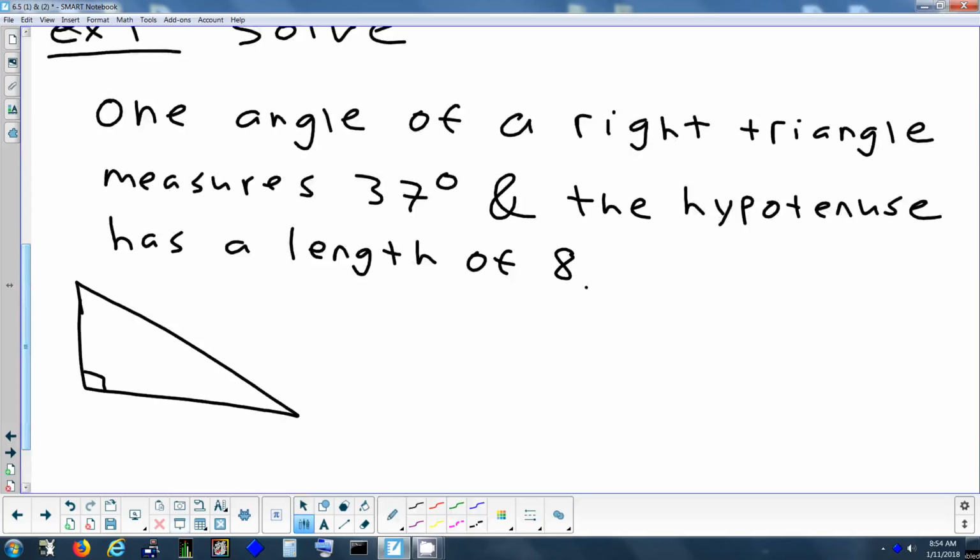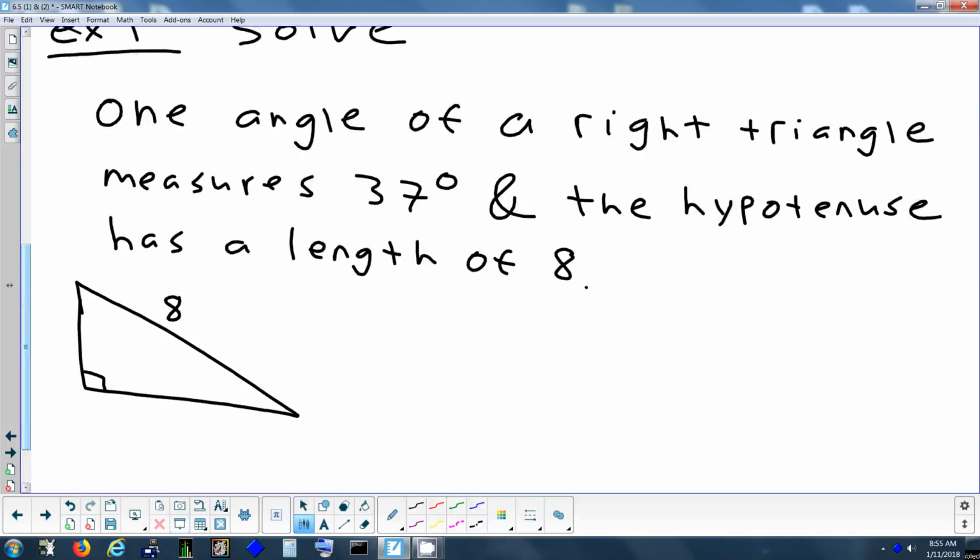Okay. It doesn't matter how you draw your right triangle. That's just how I normally draw it, but you can have it facing any way you want. Just draw a right triangle. It says the hypotenuse has a length of 8, and it says one of the acute angles is 37 degrees.